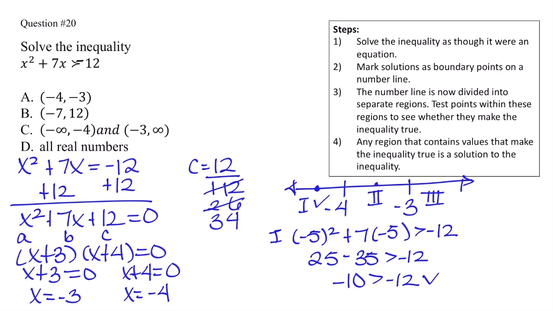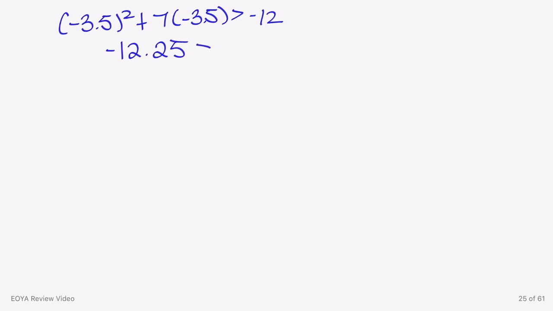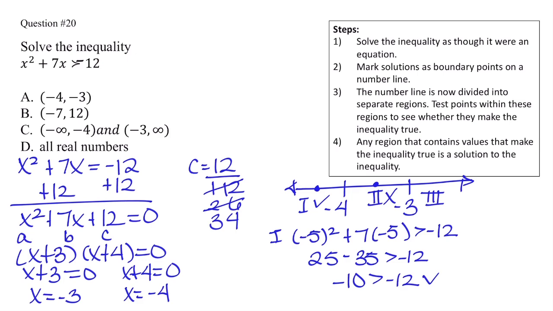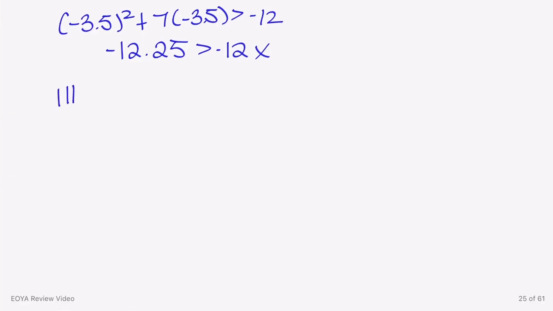In region 2, I'm going to pick a point like, let's say, negative 3.5. So I have negative 3.5 squared, and then plus 7 times negative 3.5 is greater than negative 12. So 3.5 squared plus 7 times negative 3.5, I'm just doing that on my calculator, that gives me negative 12.25. So that tells me negative 12.25 is greater than negative 12, which is false, so region 2 does not contain solutions.